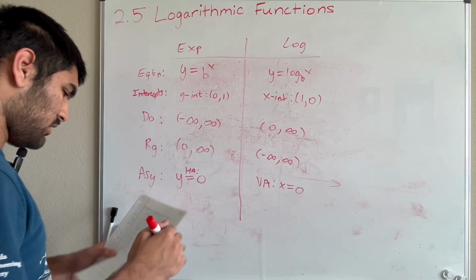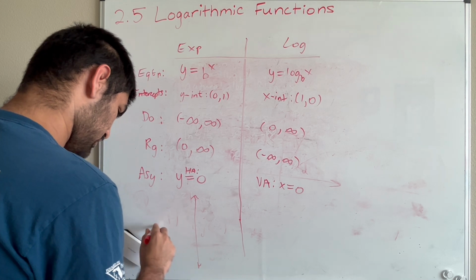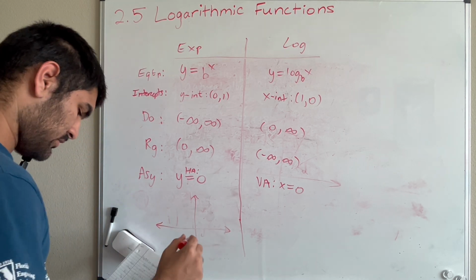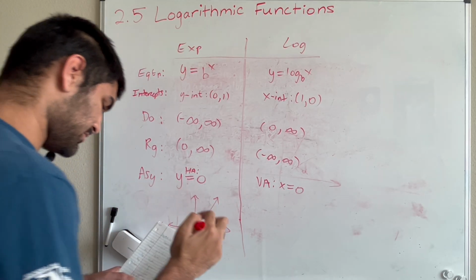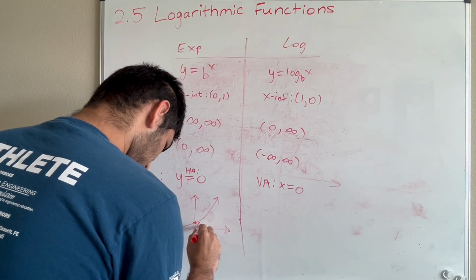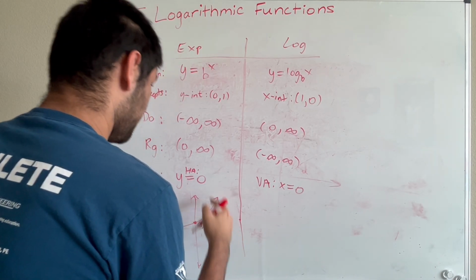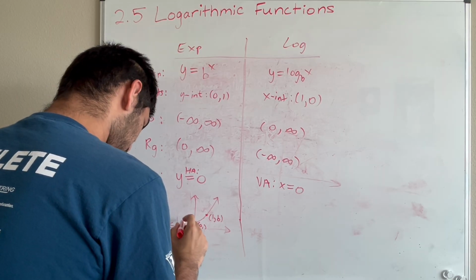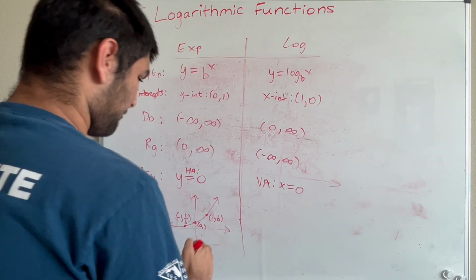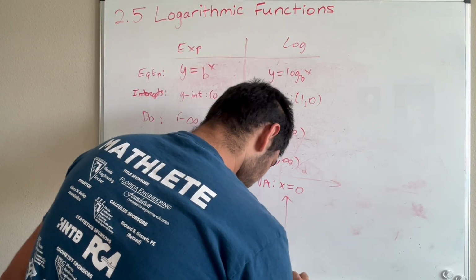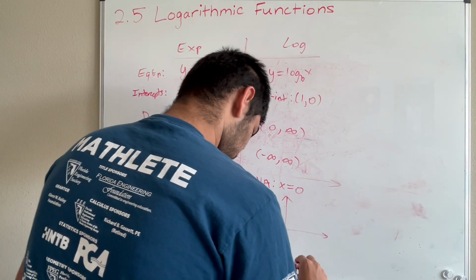And then the general graph, we can sketch it once again. For exponential functions, it looks something like this. There are 3 key points. Right here you have the y-intercept, (0, 1). Then somewhere over here you have (1, b), where b is the base. And then somewhere over here you have (negative 1, 1 over b). And for logs, remember this is a reflection over y equals x, so it looks something like this.